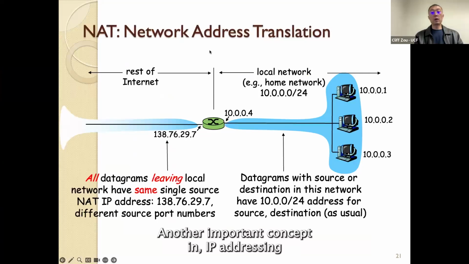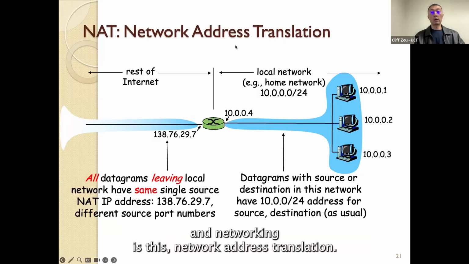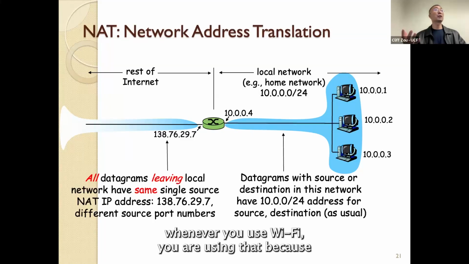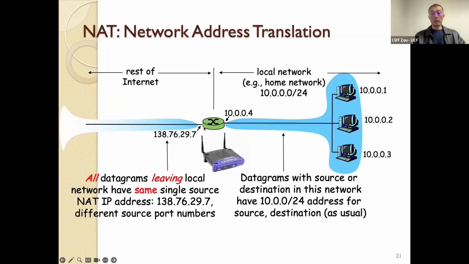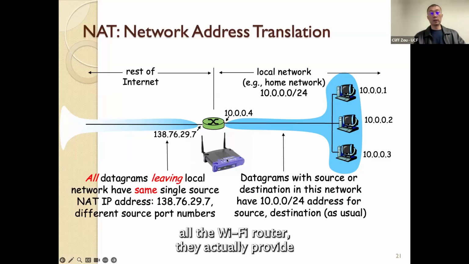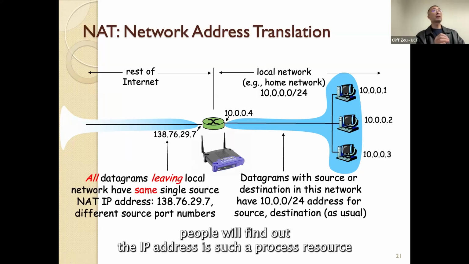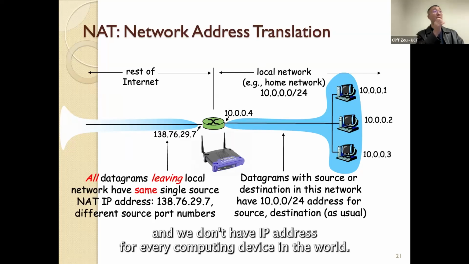Okay, another important concept in IP addressing and networking is network address translation, because we are using network address translation almost everywhere. Whenever you use Wi-Fi, you are using NAT, because all the Wi-Fi routers actually provide this NAT service. The purpose of NAT is that people found that the IP address is such a precious resource, and we don't have an IP address for every computing device in the world.